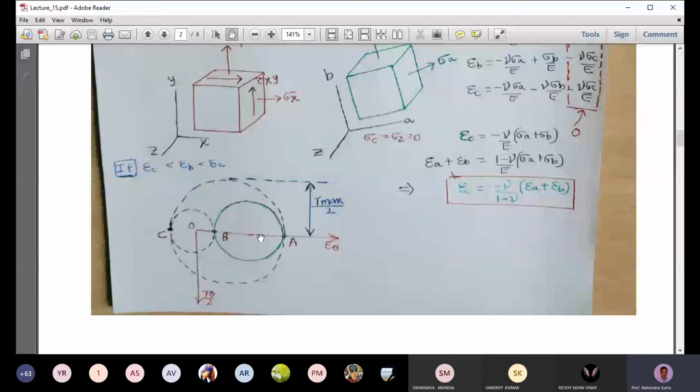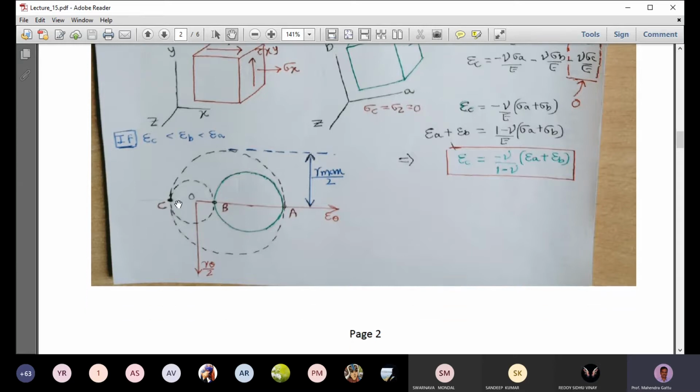So first thing is we'll draw the epsilon theta axis and gamma theta by 2 axis. Then we'll identify the points: epsilon A, that is the coordinate of A, which is epsilon A comma 0, coordinate of B, which is epsilon B comma 0. Both are lying on the positive epsilon theta axis, and epsilon C is negative, so we'll have it on the negative side. So the coordinate is epsilon C comma 0. So we can draw the Mohr circle.